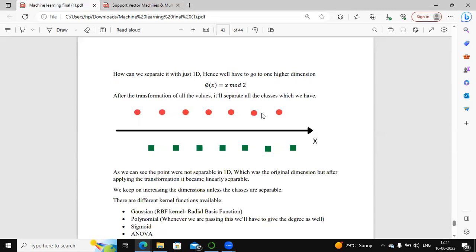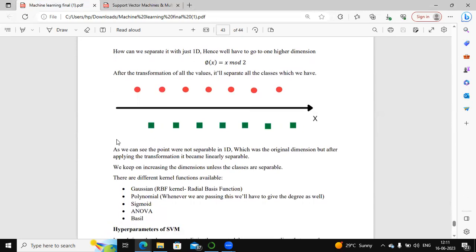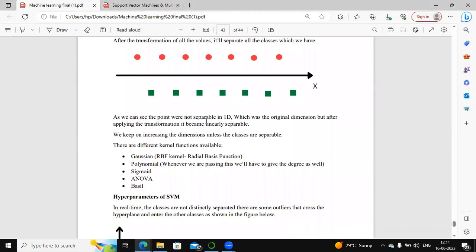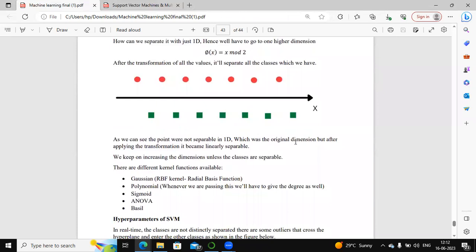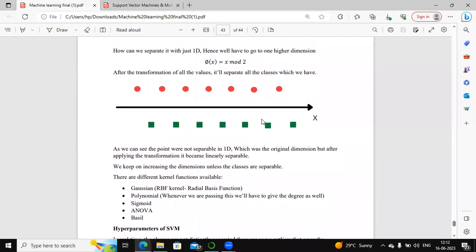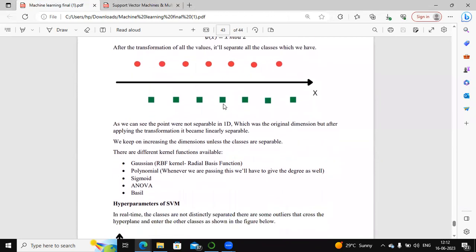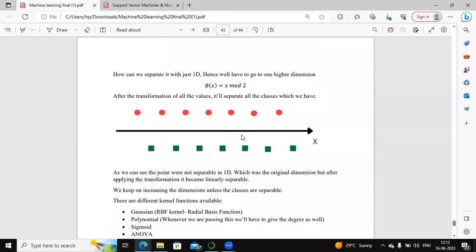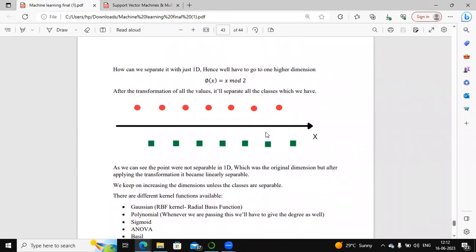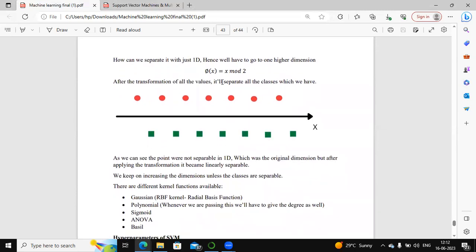So by using the transformation technique, as you can see, the points were not separable in the original dimension, but after applying the transformation, they became linearly separable like this. So we keep on increasing the dimension until the classes are separated. If in this case it had not been able to separate the two classes, then we would have had to go into an extra dimension, because we have gone from n dimensions to n plus 1.